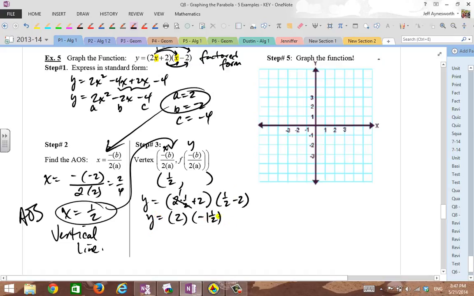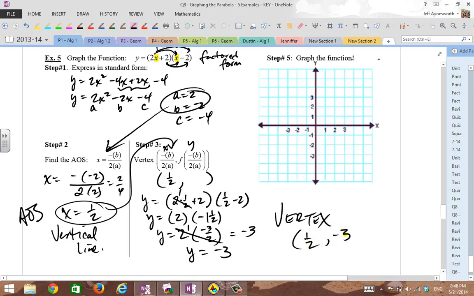All right, now negative 1/2 is negative 3/2. So this is the same thing as 2 times negative 3/2. Simplify, and you get negative 3. So y equals negative 3. So I already know my vertex now is 1/2 comma negative 3.